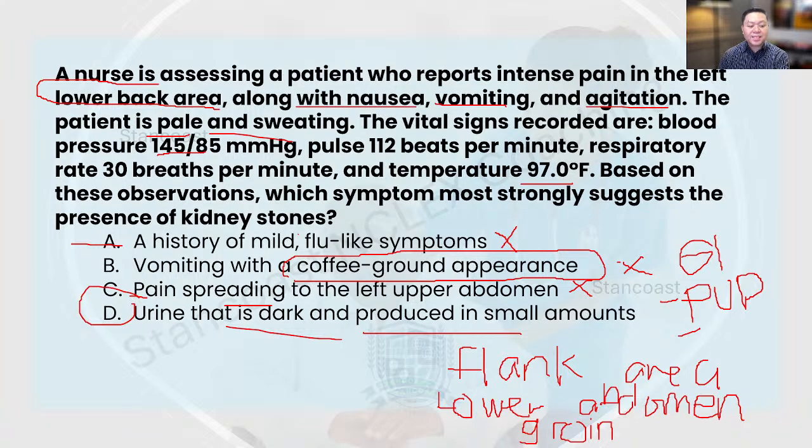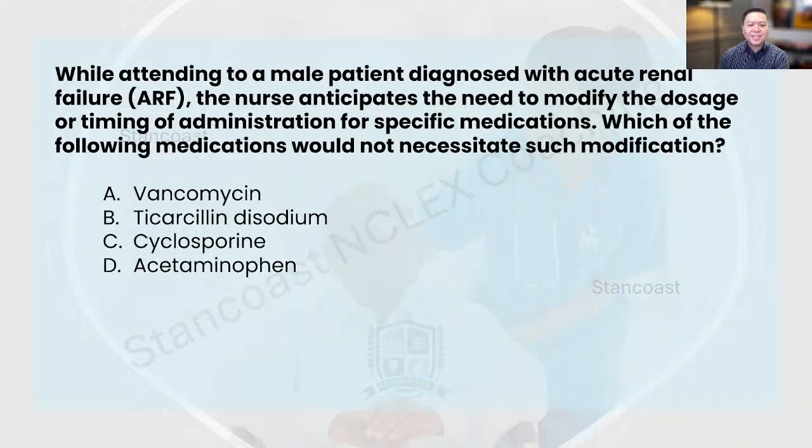Moving into the next item here. While attending to a male patient diagnosed with acute renal failure, the nurse anticipates the need to modify the dosage or timing of administration for specific medications. We are switching here to a different case, acute renal failure, guys. So which of the following medications would not necessitate such modification?